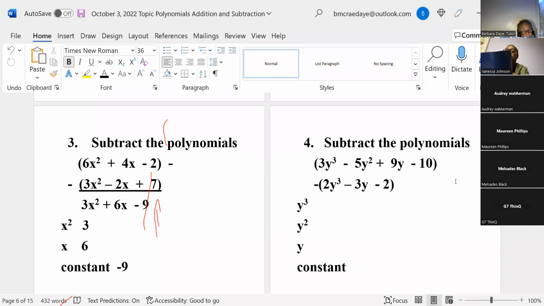A lot of people prefer the vertical because they say it's clearer to them, because they can see the coefficients in this polynomial and what they're subtracting. You can line them up if you like, okay? But you don't have to. You can do it all on the horizontal. Okay, so do this one, then give me your answers.